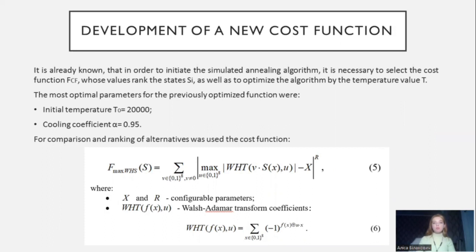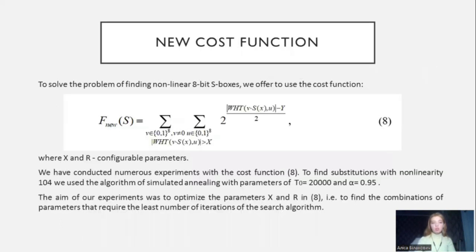The most optimal parameters for the previously optimized function were as follows. Initial temperature T0 was 20,000 and cooling coefficient alpha was 0.95. For comparison and ranking of alternatives, the cost function was used where x and r were configurable parameters and WHT were Walsh-Hadamard transform coefficients. To solve the problem of finding nonlinear 8-bit S-boxes, we offer to use the cost function 8, where x and r are configurable parameters.